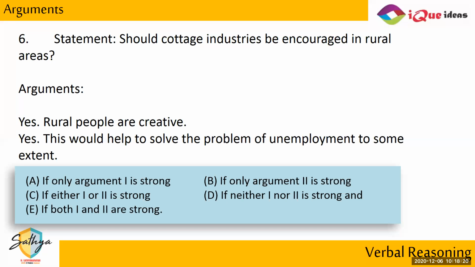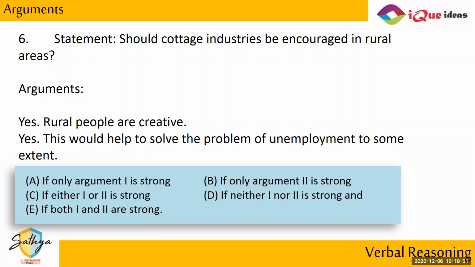So technically speaking, the first one makes no sense. Why should an industry be encouraged? Because people are creative. Because cottage industries may or may not depend upon your creativity, right? If the question was, should the industries based on their creativity be encouraged, then fine, because they're creative, I can say yes, encourage it. But in general, just because they're creative does not give me a logic on why cottage industries need to be promoted. So first one, nah.